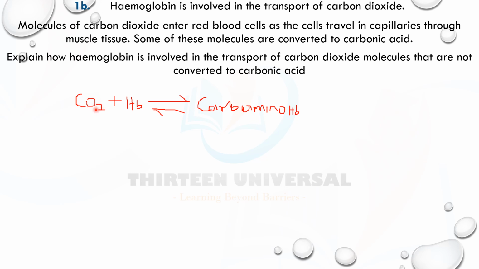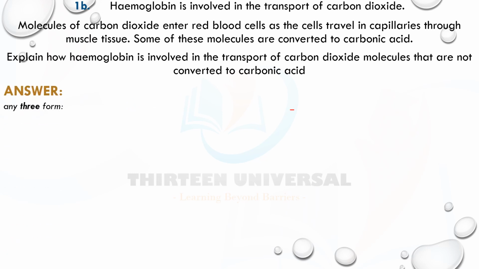And then at low partial pressure of CO2, carbamino hemoglobin dissociates to give us back CO2 and hemoglobin, and that is at the alveoli when there's low partial pressure of CO2. So the answer is carbamino hemoglobin. You know that.